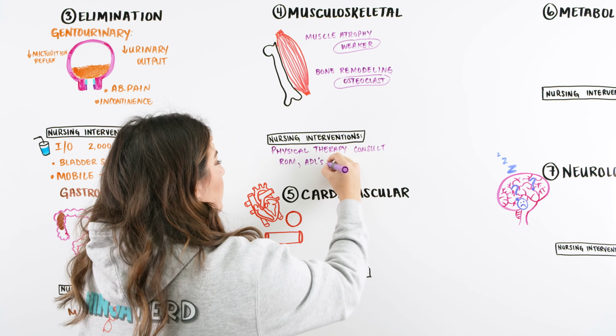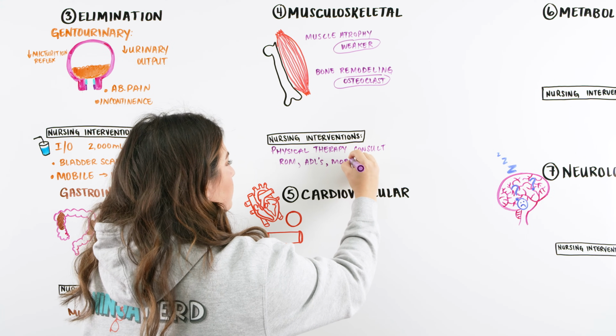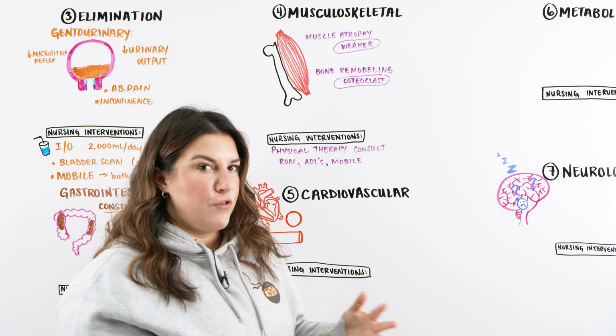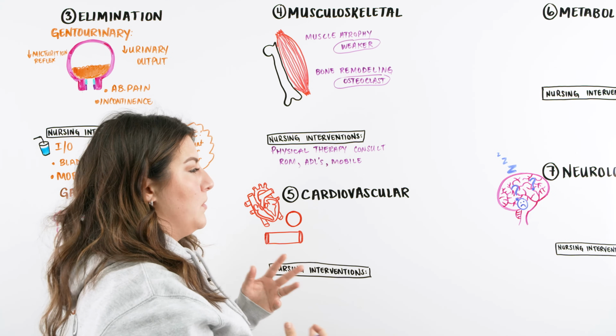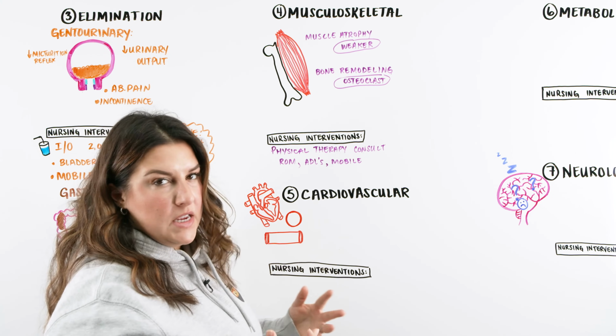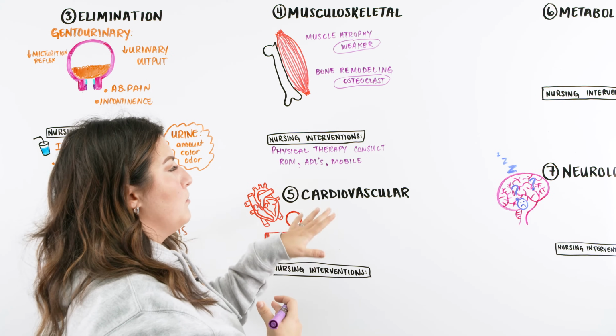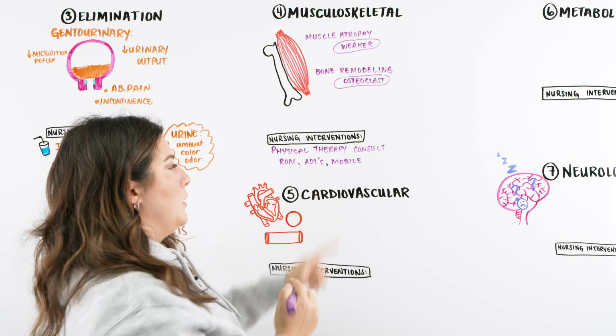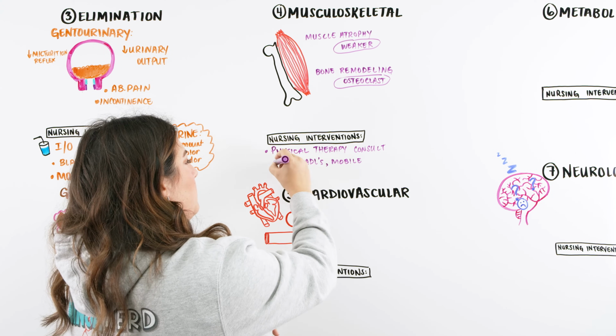And then we also want to think about just, again, getting them mobile. So every time we can get them up, go to the chair for meals, going to the bathroom if we can for elimination, or maybe just brushing our teeth. All of those are little ways that we can get our mobility back. And this is twofold, right? Our patient's had a physical therapy consult, and we also want them to be mobile.